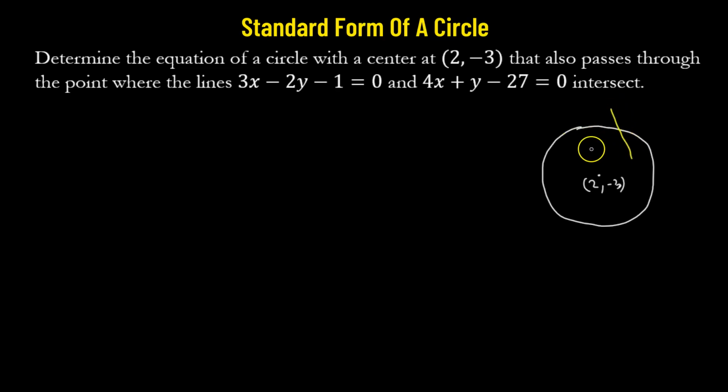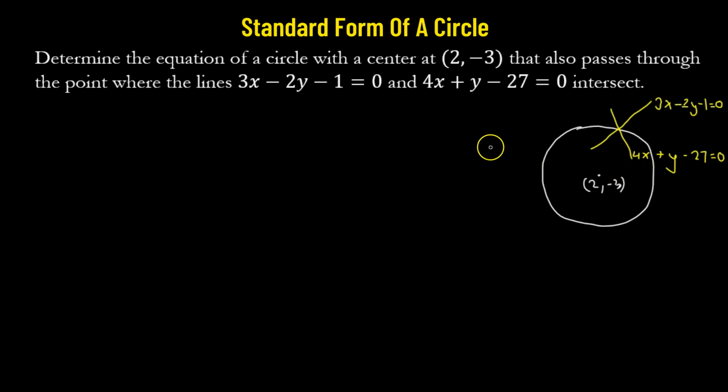So let's say the two lines are these two lines. One of the lines is 3x minus 2y minus 1 equals 0. And the equation of the other line is 4x plus y minus 27 equals 0. So we need to find the equation of this particular circle.